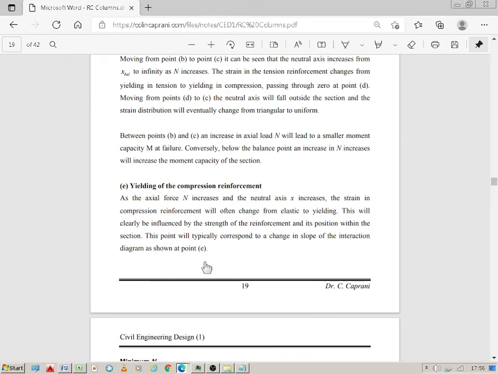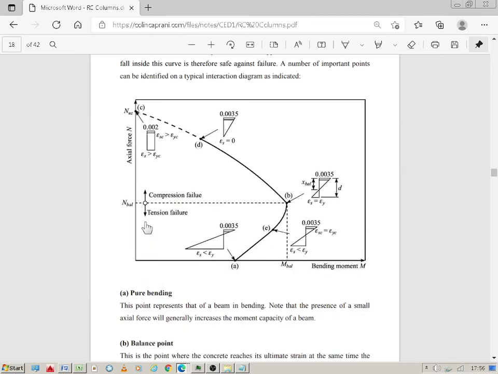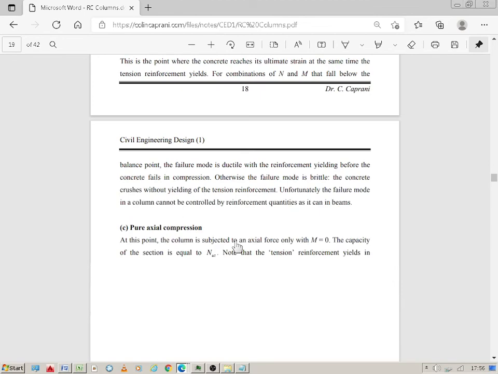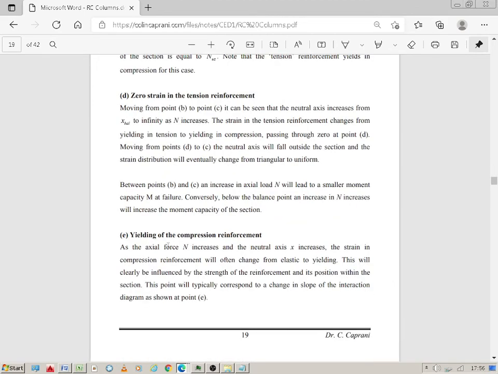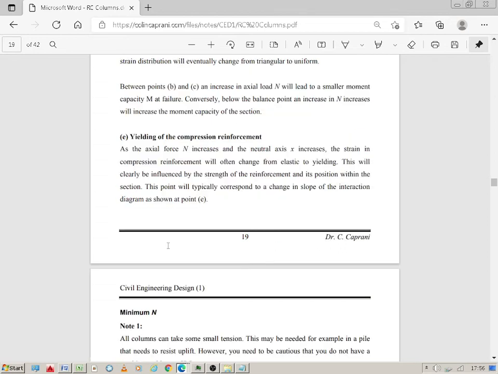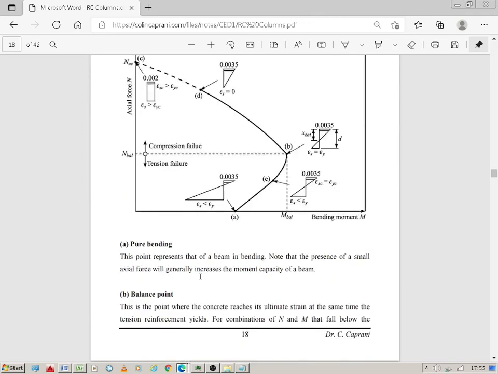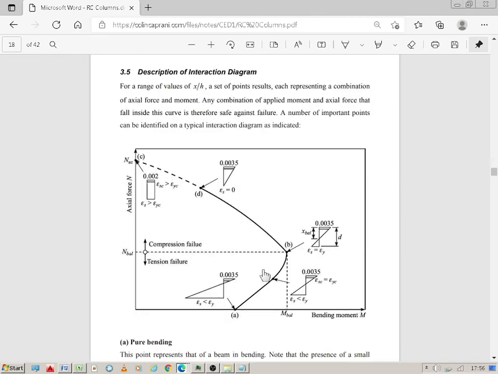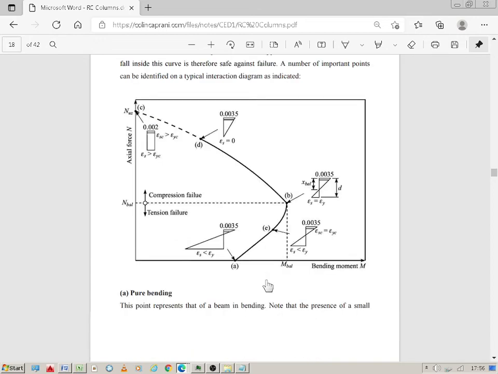Okay, and point E here. Point E, yielding of the compression reinforcement. As the axial force N increases and the neutral axis increases, strain in the compression reinforcement will also change from elastic to yielding. This will clearly be influenced by the strength of reinforcement and its position within the section. This point will typically correspond to a change in slope of the interaction diagram as shown in point E, which is here. When he says a change of slope, he means the change of gradient.